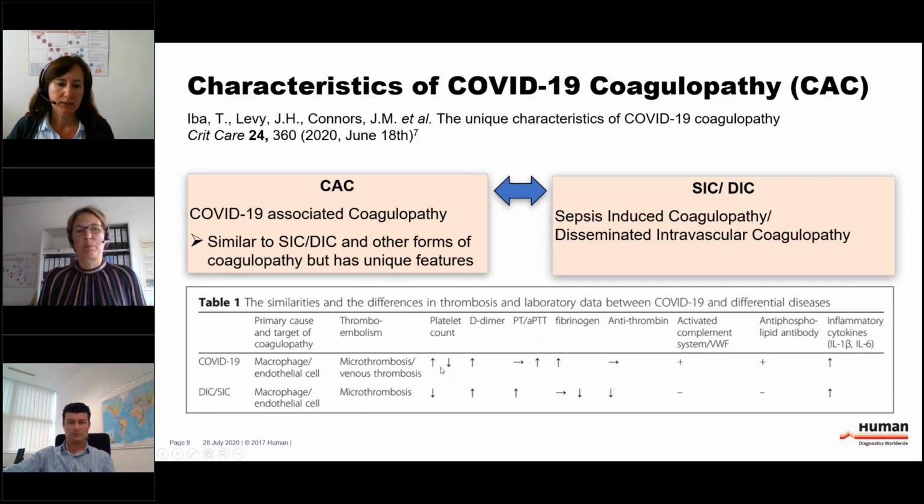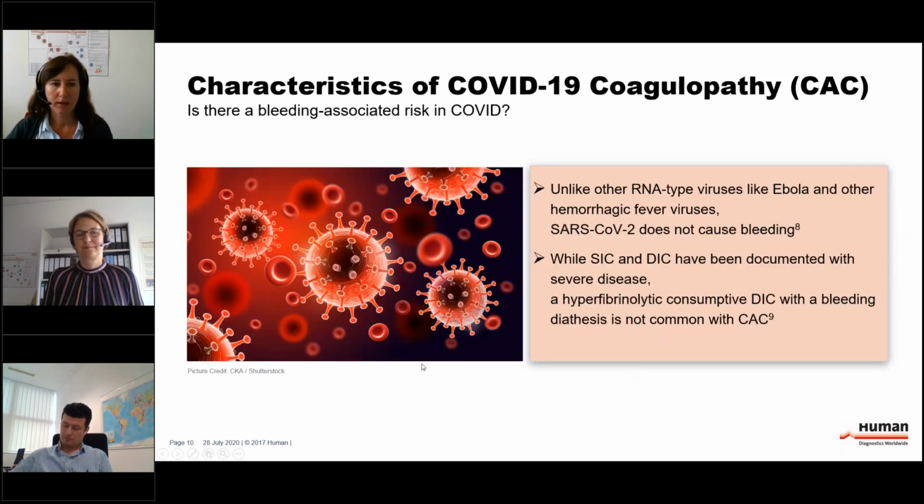The platelet count normally remains quite high for the CAC. The D-dimer is high in both forms of coagulopathy. The PT is normally just mildly increased. Fibrinogen is high and antithrombin levels remain quite stable. So this is also visible in the clinical picture, that there's hardly any bleeding observed.